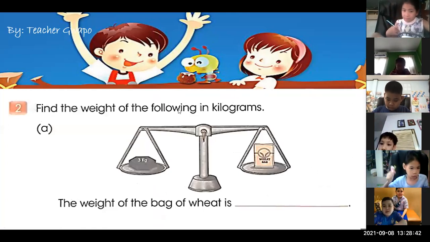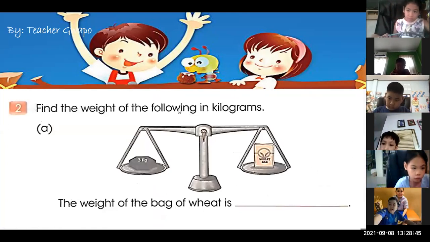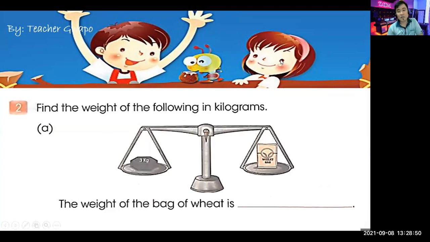Okay, number 2, letter A. Find the weight of the following in kilograms. Now here, the weight of the bag of rice is how many kilograms? 3 kilograms. Just write 3 kilograms. So you can see the spelling of the word kilogram here. K-I-L-O-G-R-A-M-S. Kilograms.